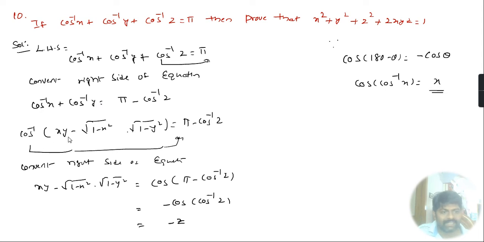Then we get cos inverse of xy minus root of 1 minus x square into root of 1 minus y square, and this cos inverse will be converted into the right side of this equation. Then we get cos of pi minus cos inverse z. Cos of 180 minus theta is nothing but minus cos theta. Then we get minus cos of cos inverse z. Cos of cos inverse x is nothing but x, so that is minus z.